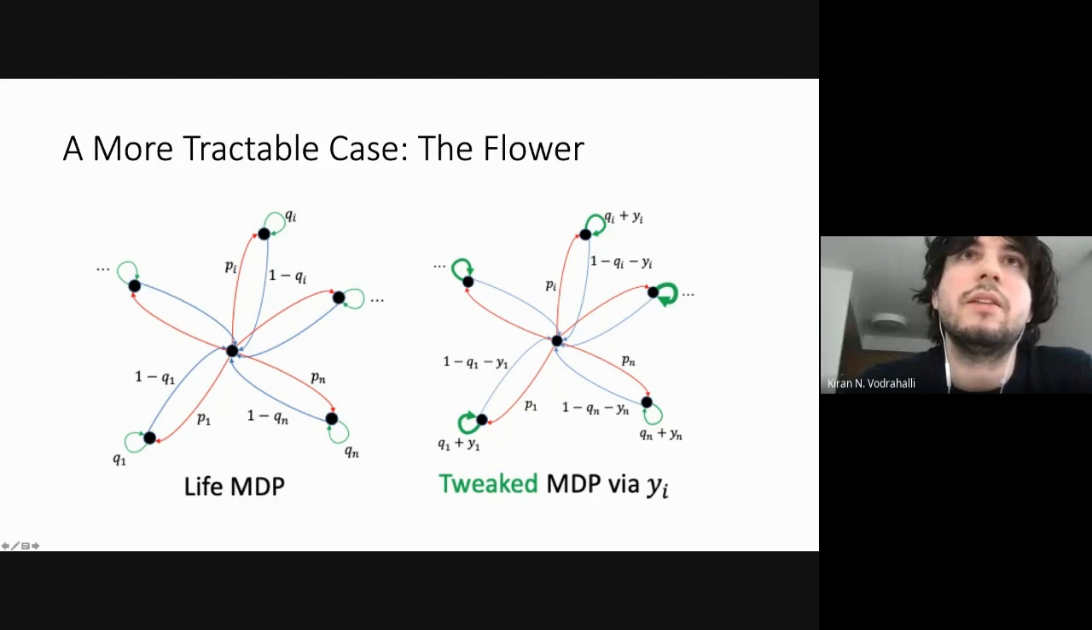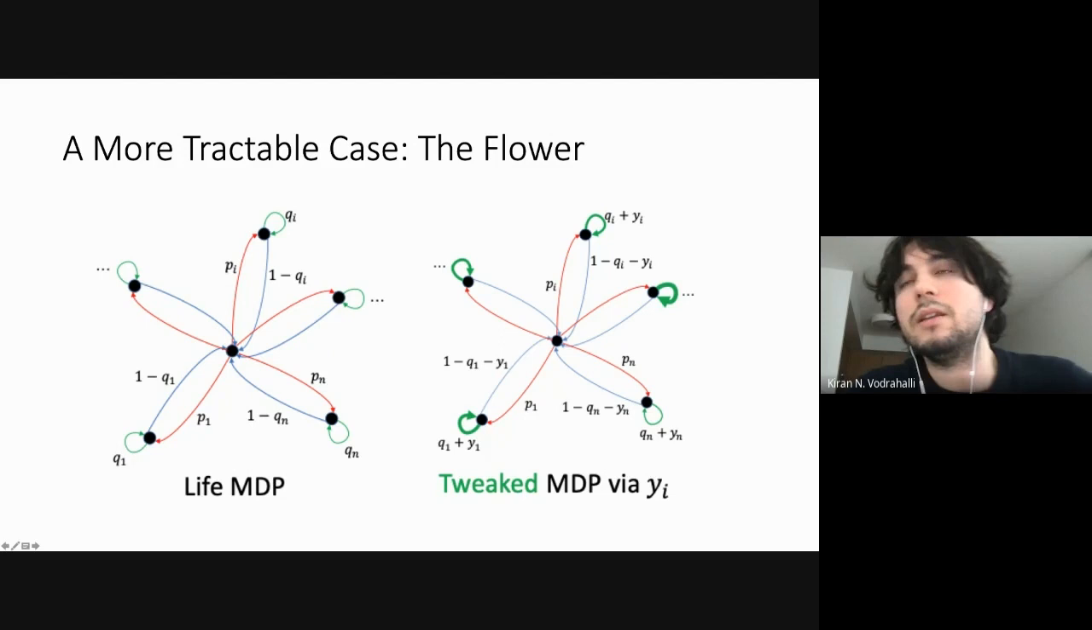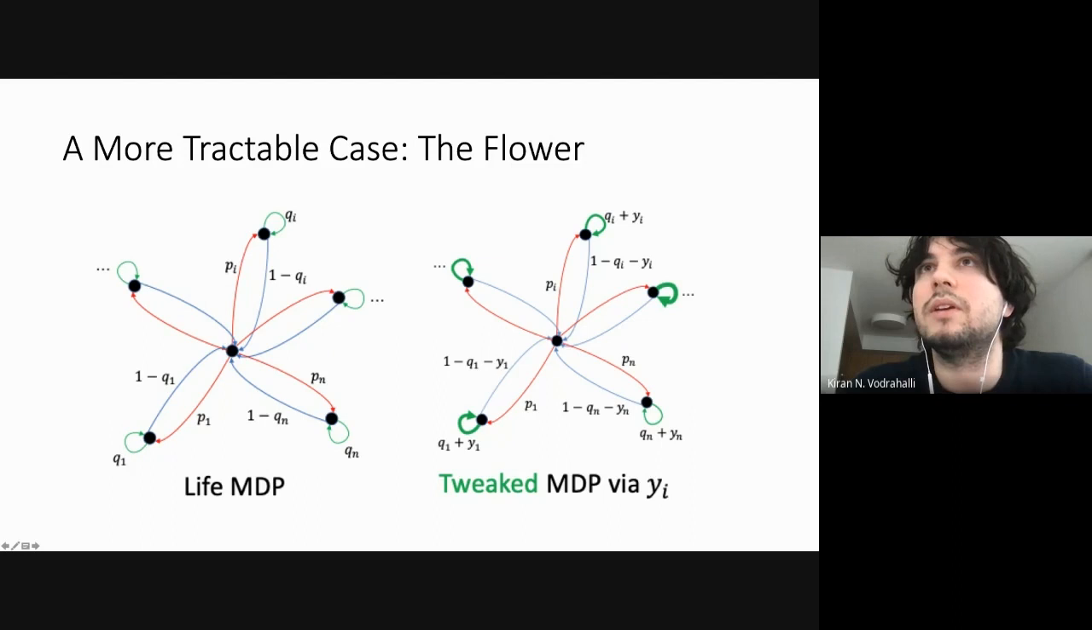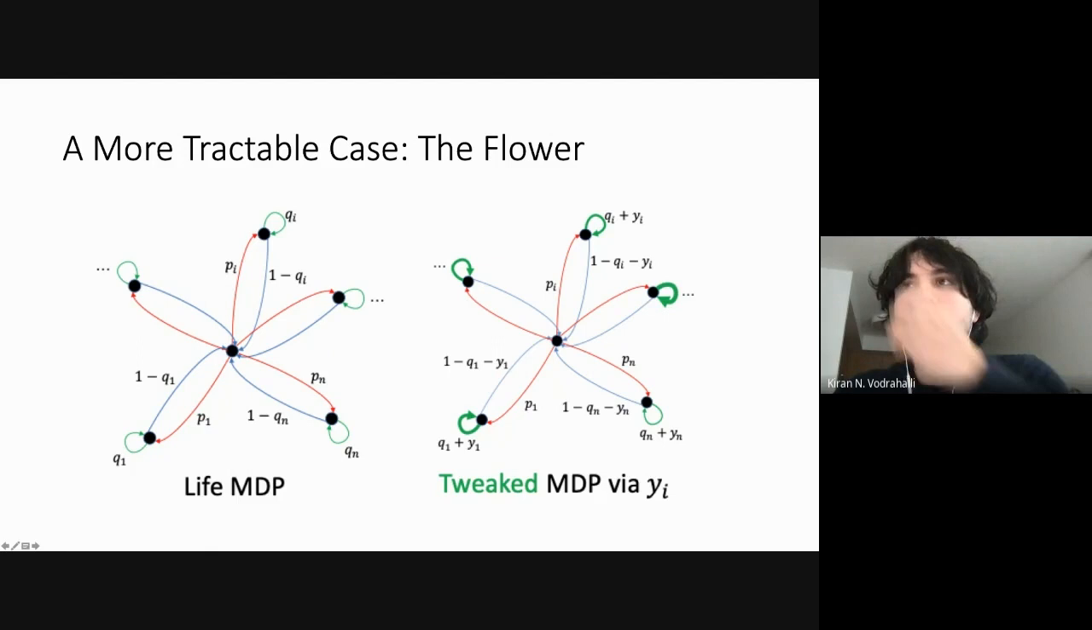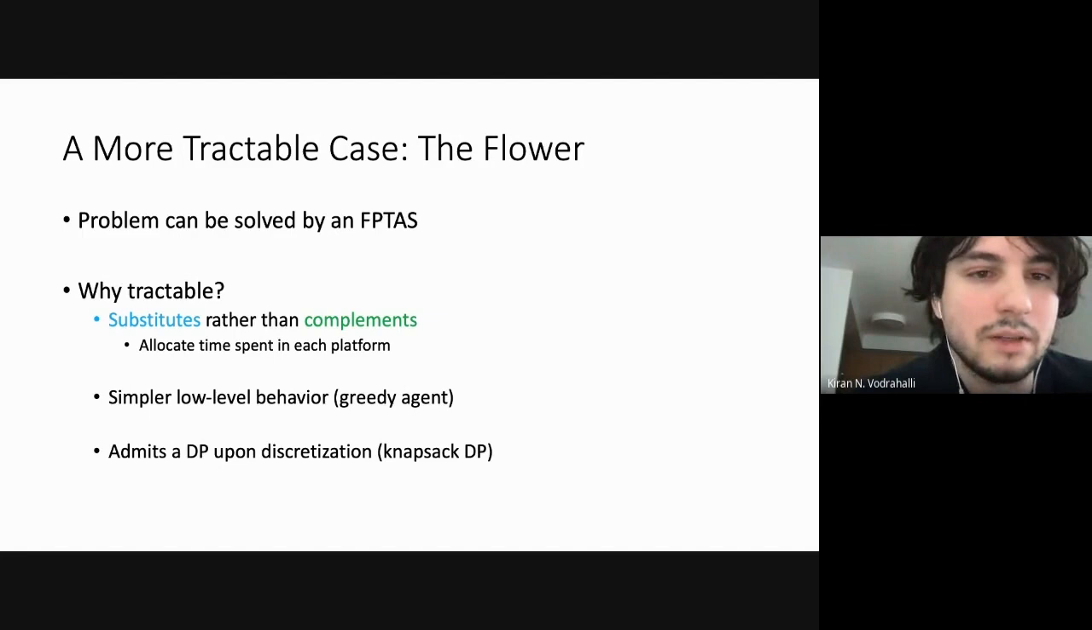So now the platform designer gets to make the following tweaks only to the platform. Basically, they can add some y_i probability to the self-transition probability of each node. And this, of course, also affects the transition to the rest state. They can do that for any number of the nodes here, right? Each of them would constitute individually a platform. And this y_i can be positive or negative. So this is a restricted set, and this problem can be solved by a fully polynomial time approximation scheme.